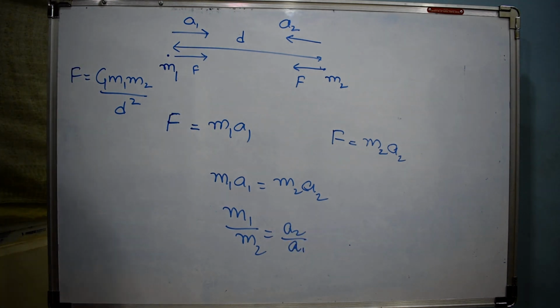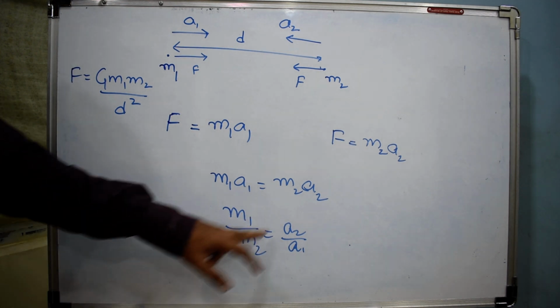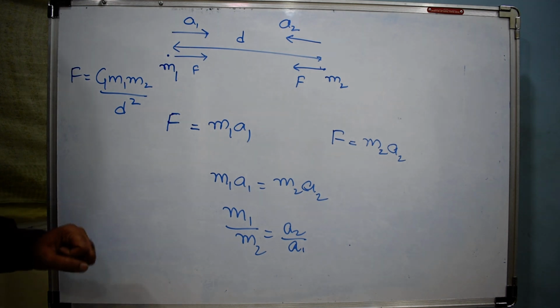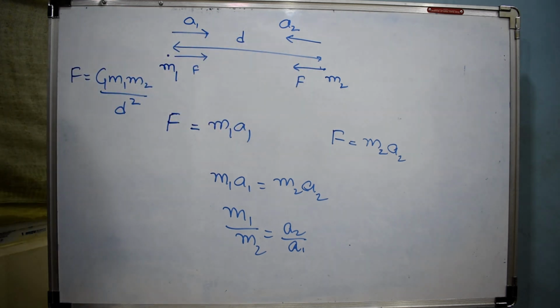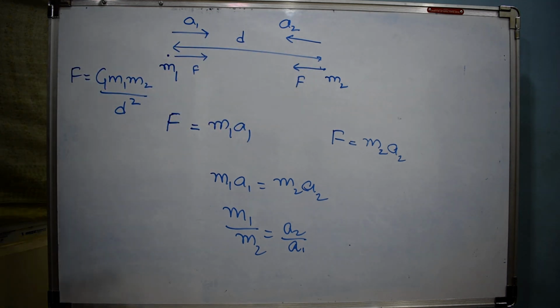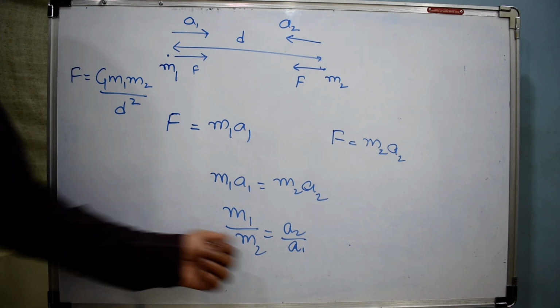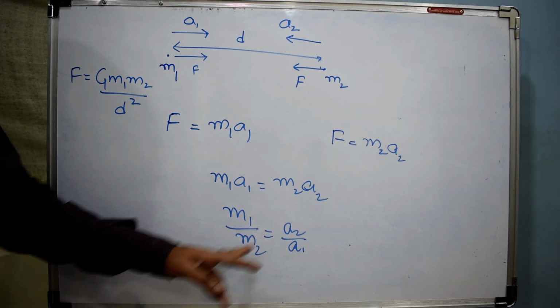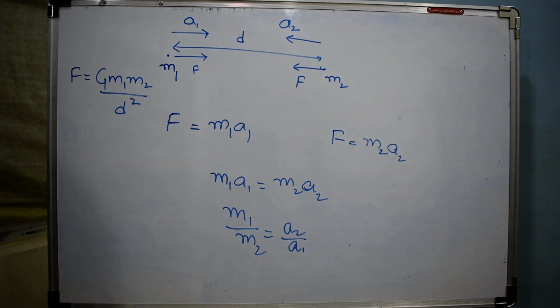Here if you observe, the accelerations are inversely proportional to their masses. What it means is that, suppose we have two bodies, one heavier than the other, the one which is heavier will have less acceleration and the one which is lighter will have more acceleration. That's what we can conclude from this. The accelerations are inversely proportional to the masses. So heavier the mass, lower the acceleration.